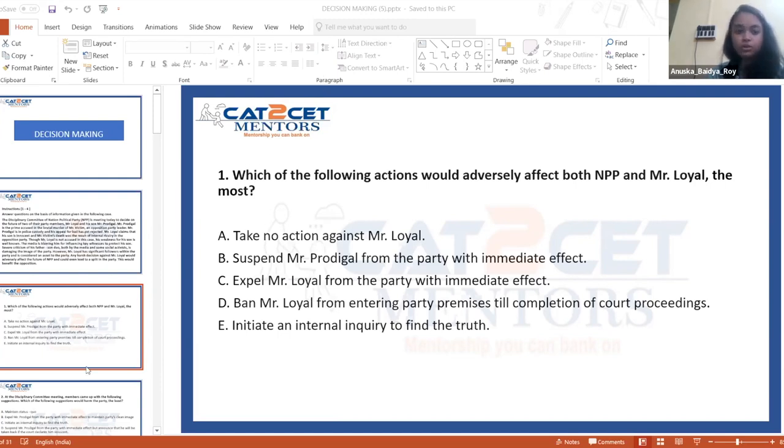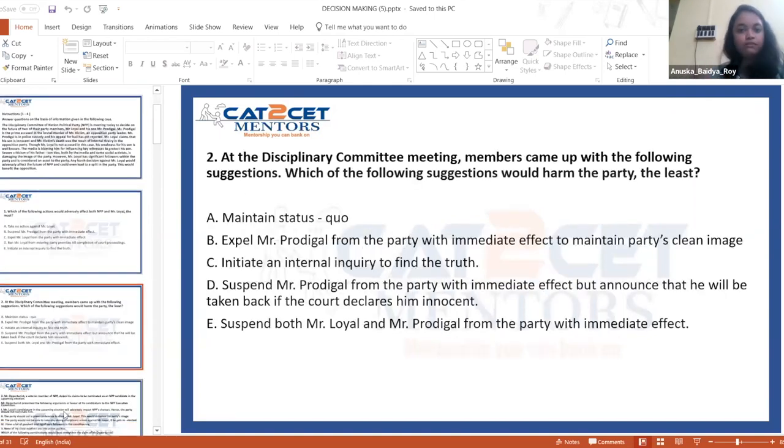The same logic applies in all questions, and you will see that your thought process will develop like that. You won't get confused. Okay, we move to the next question. Now, at the disciplinary committee meeting, members came up with the following suggestions. Which of the following suggestions would harm the party the least? Again, read the question. Which suggestion would harm the party the least? So we have to select the option that is least harmful to the party.